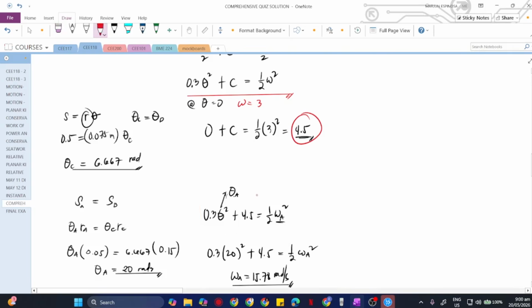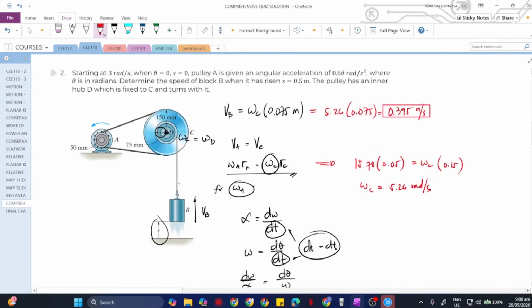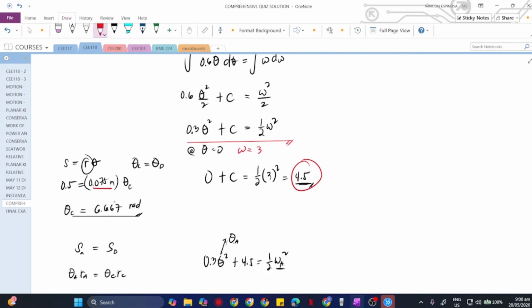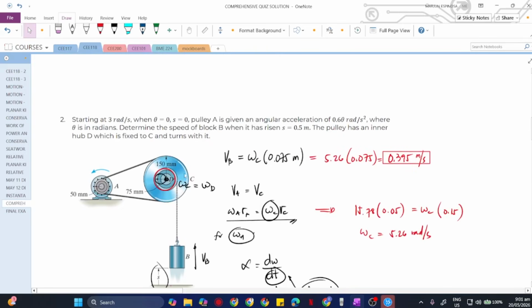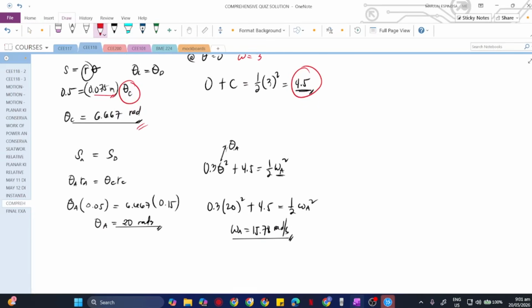But, there is also a problem kasi wala tayong theta A pala. So, saan natin yun kinuha? Dito. Since yung s natin is already given, which is 0.5, associated yan with this part here, kay itong hub D. So, kaya ginamit natin dito is yung radius ng hub D para makuha natin yung theta C. Take note, yung theta D at saka theta C, equal lang yan siya kasi they are installed on the same shaft. Okay? So, kaya yung theta C dito is 6.667.